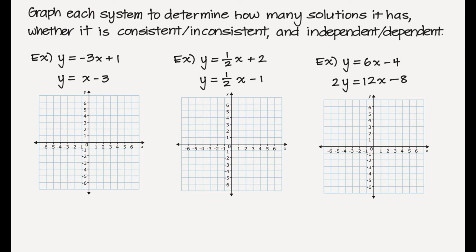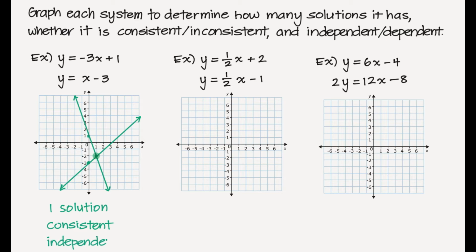The slope is -3, so I'm going to go down 3 and to the right 1, and I'll connect those two dots. And then my second line is starting at -3, and the slope is 1, so I'm going to go up 1 and to the right 1 and connect those two dots. And now I can see that they are intersecting at one point, which means that this system has one solution, it is consistent, and it is also independent.